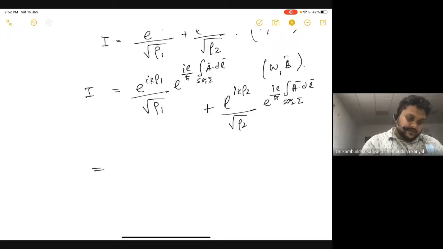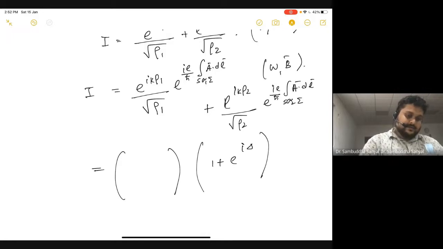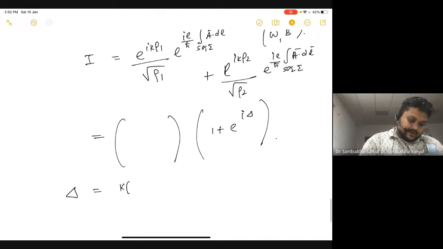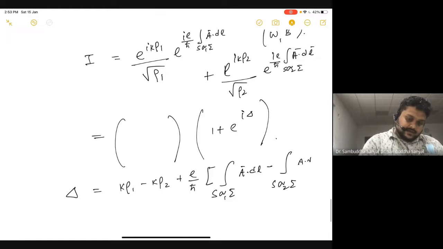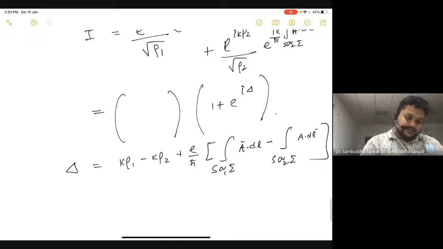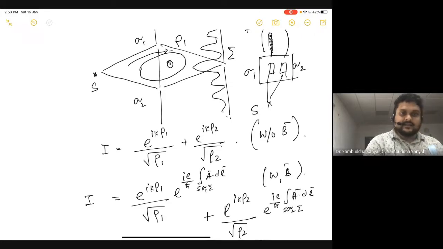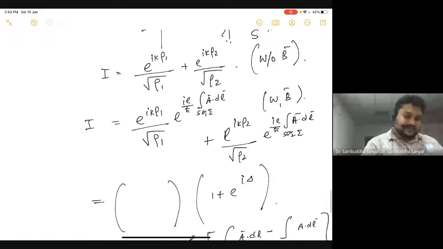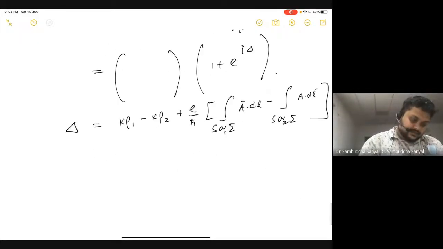Now I can take the first term common, and the second term will be 1 plus e to the power i delta, where delta is k rho 1 minus k rho 2 plus e by h bar, the integral of A dot dl along S sigma 1 sigma minus the integral of A dot dl along S sigma 2 sigma. Now what is this? If I take one path in the arrow direction and the other in the opposite direction, it is basically taking this whole circular trajectory. So it becomes k rho 1 minus k rho 2 plus e by h bar, the closed loop integral of A dot dl.